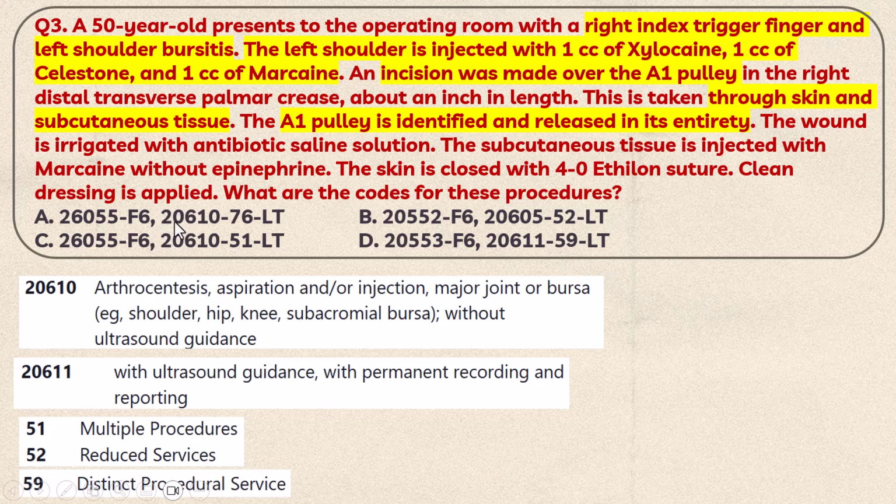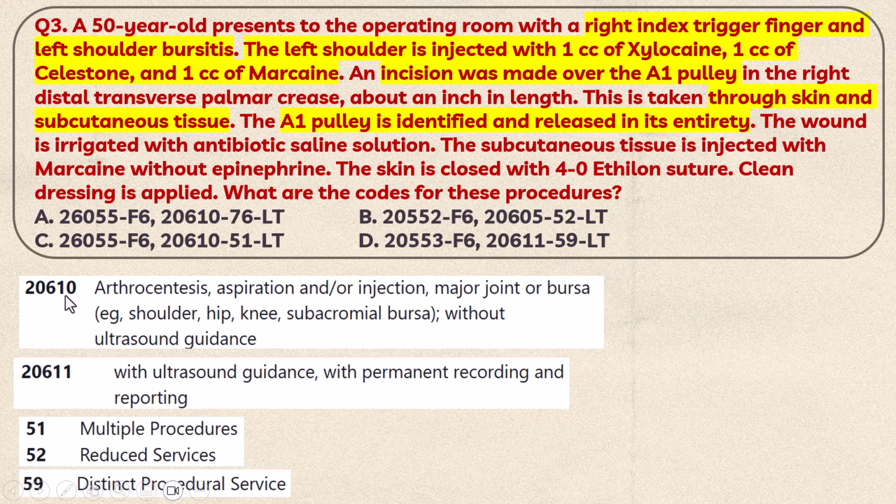So A is 20,610. That is arthrocentesis, aspiration or injection, major joint or bursa, example shoulder, hip, knee, subacromial bursa without ultrasound guidance. In this case, there's nowhere mentioned regarding the ultrasound guidance, so we have to take it as without ultrasound guidance. And the place of injection is the left shoulder. So here the injection given is shoulder, and shoulder is included here. So the correct code will be 20,610.